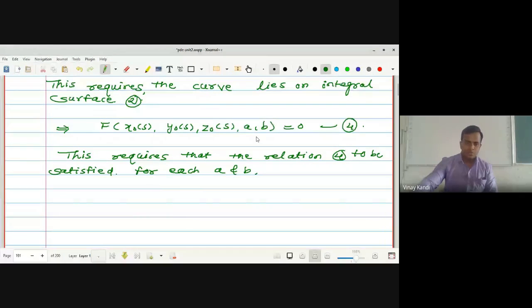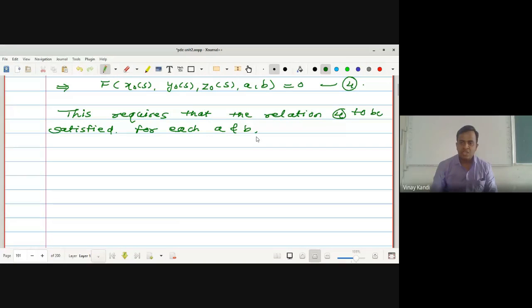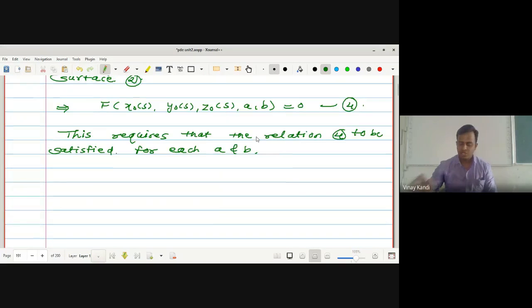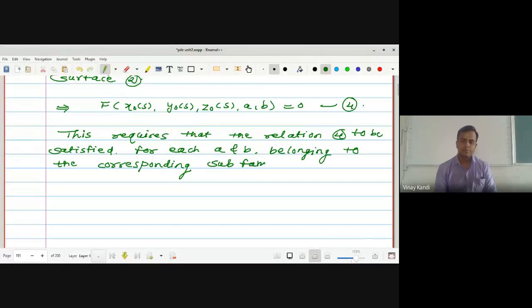Okay, so this requires that relation 4 be satisfied for each a and b belonging to the corresponding subfamily.